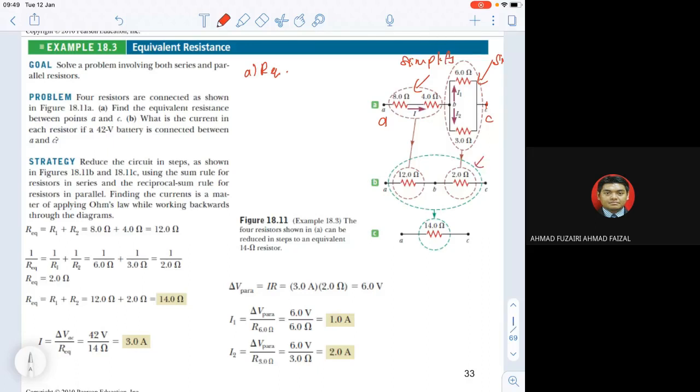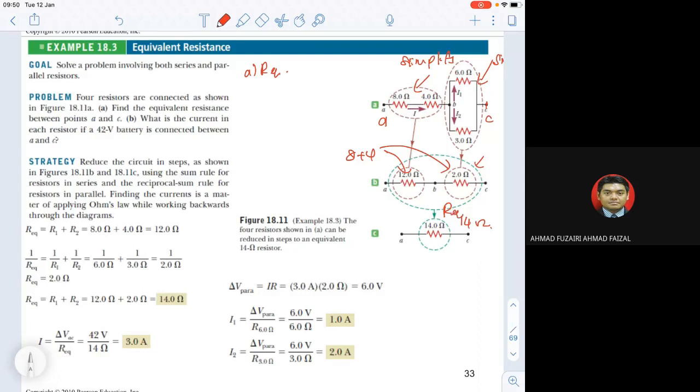Simplify 6 ohm and 3 ohms into 2 ohms. 1 over 6 plus 1 over 3, and you take the reciprocal back, you will get 2 ohms. So this 2 ohms you can add to 8 plus 4, which is 12. So 12 plus 2, you will get 14. So this is the R equivalent, 14 ohm.